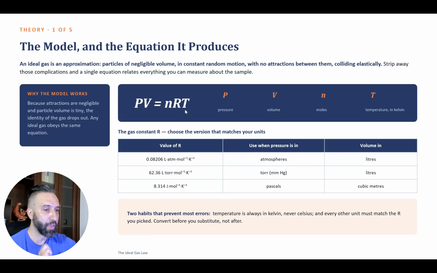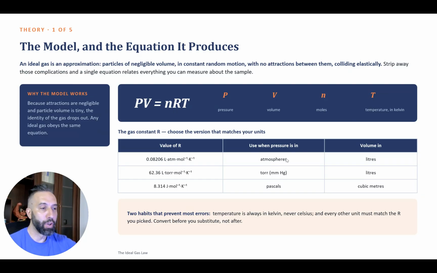Now, there are a couple of things here. So pressure is given in different units. Volume can also be given in different units, but moles are always moles. So it cannot be mass. It can be, but that's another type of equation. And temperature is always given in Kelvin. So you cannot use Celsius here.